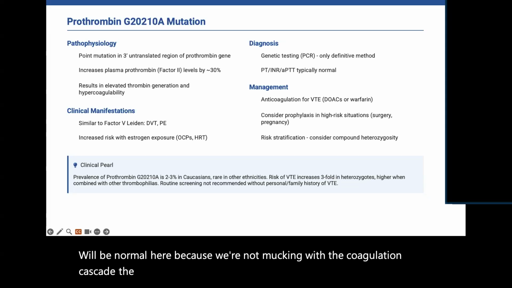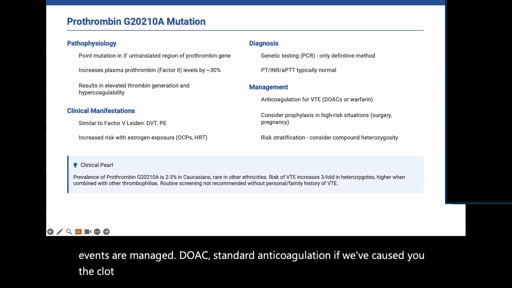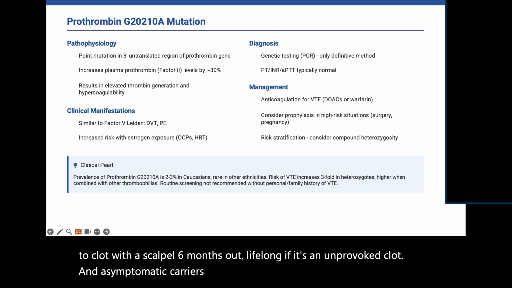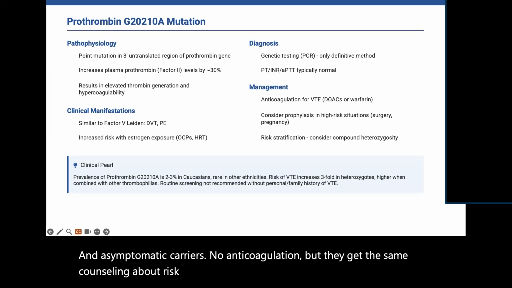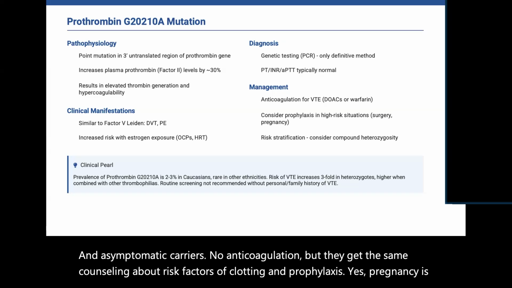The way this is managed is the same way the other venothrombotic events are managed. DOAC, standard anticoagulation, and if we've caused you to clot with a scalpel, 6 months out. Lifelong if it's an unprovoked clot. And asymptomatic carriers, no anticoagulation, but they get the same counseling about risk factors for clotting and prophylaxis. Yes, pregnancy is a risk factor.